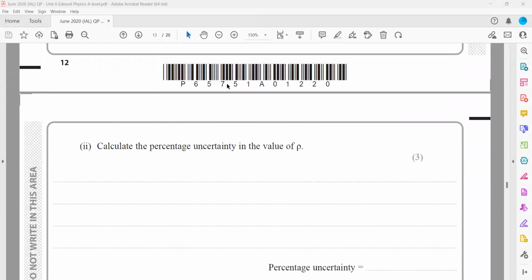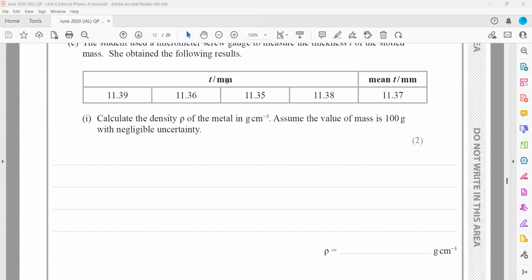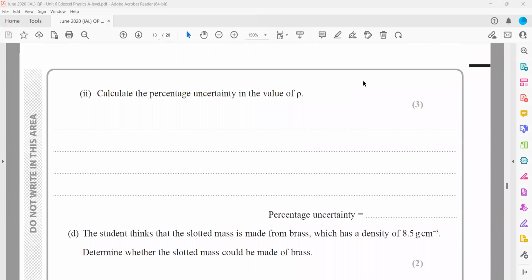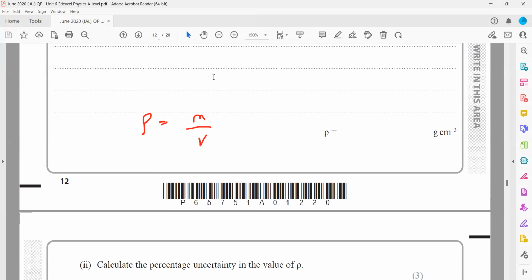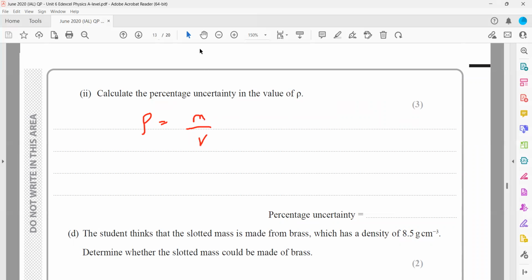Calculate percentage uncertainty in density. So how do we calculate percentage uncertainty in density? How is density calculated? Density is calculated by mass over volume. In the mass, they mentioned that the mass does not have any uncertainty. Like at this point, the mass, we assume that the value of the mass is 100 gram with a negligible uncertainty. So mass does not have any uncertainty.